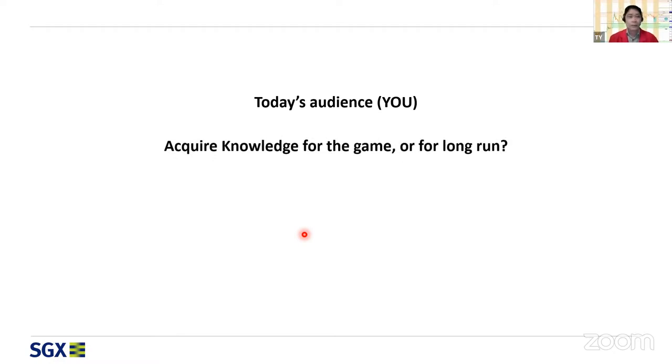Now, the specific needs: do you want me to share something so that you can acquire knowledge to win the game, or is it for the purpose of making money in the long run? I can immediately hear some people say, of course, both, if you can share something so that I can win the game and also make money in the long run, that would be good. Then there is a small problem, because the current market condition, the macro picture, is not exactly an investment environment.